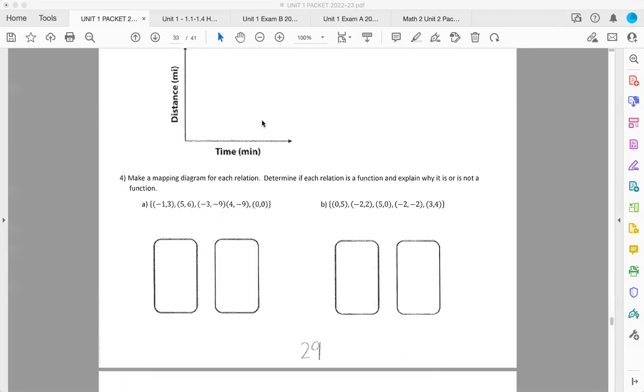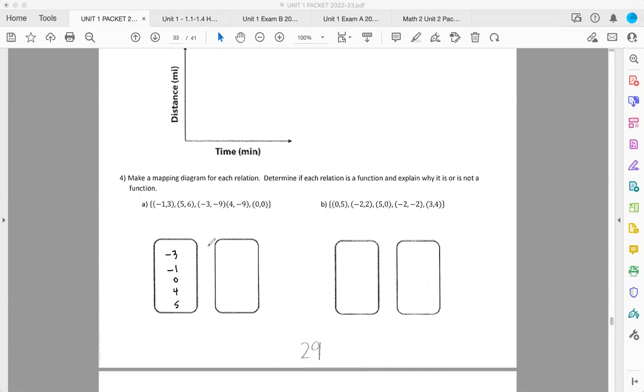Okay, and lastly on this page, number 4, mapping diagrams, basically. Make a mapping diagram for each relation, determine if the relation is a function, and explain why it is or is not a function. So basically, remember, when you start mapping, think of the first or the leftmost diagram, which is here. It's the x and this is the y. So in your mind, think about the smallest values, which are -3. Now, you do have to put them in order. You don't, but it's nice to put them in order. -3, -1, 0, 4, and 5. Again, you don't have to, okay?